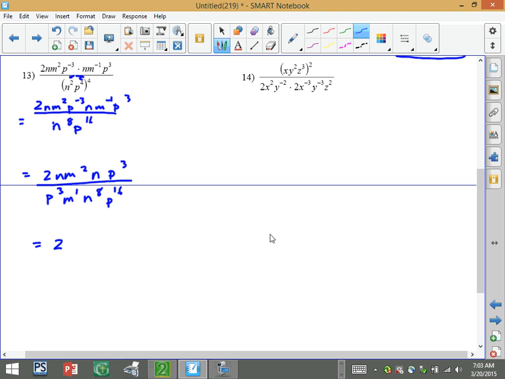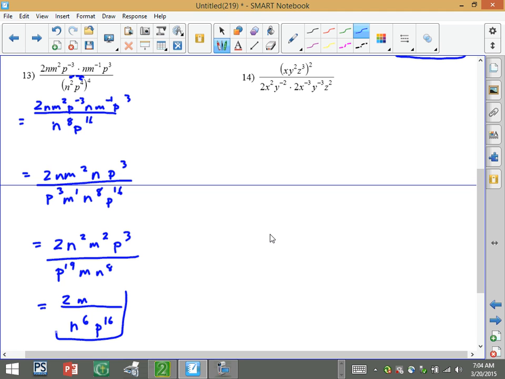So now just start putting as much as you can together. So now we have 2n squared, m squared, p to the 3rd. I've now got 19 p's, 1 m, and 8 n's. So when I start thinking about canceling stuff out, the 2 is going to stay put. In terms of n's, there's going to be 6 n's left in the denominator. 1 m will be left, and then it looks like 16 p's will be left in the denominator.